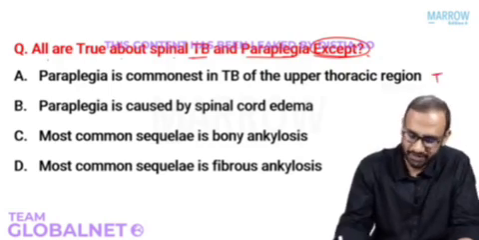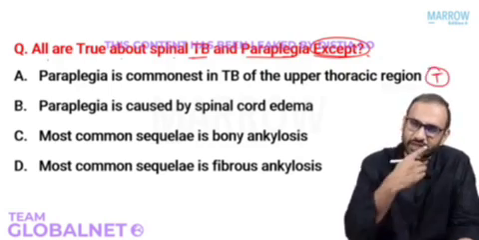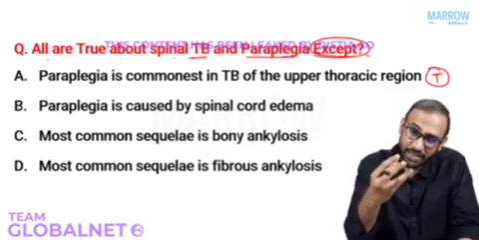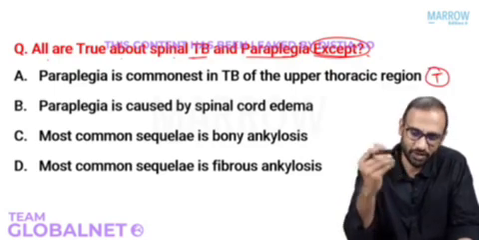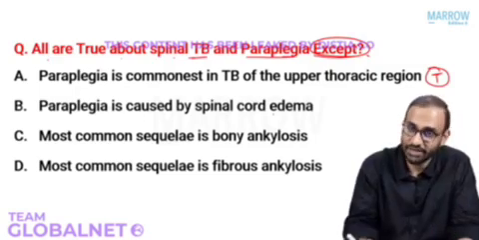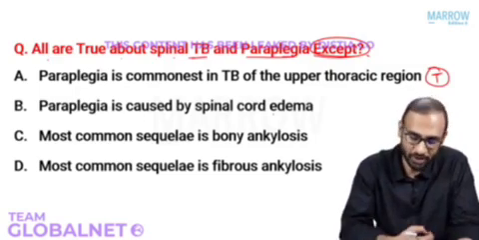Now all are true about spinal TB and paraplegia except paraplegia is commonest in the TB of the upper thoracic region. Yes, that is true. And the reason is that the spinal cord is thicker in the upper thoracic region and the organism and its granulation tissue can compress this thickened spinal cord early and cause manifestation. Paraplegia is caused by spinal cord edema. Yes, it is because of inflammation. There can be a cord edema.